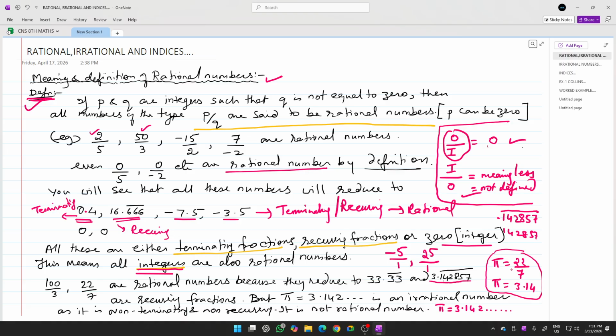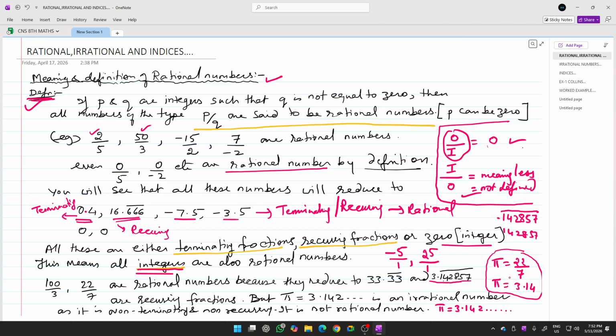Are you getting me? And 22 upon 7 is a rational number because when you divide 22 upon 7, you will get a recurring number. And a recurring number is also rational. So this logic you should always have clarity on. It should be very clear in your mind.